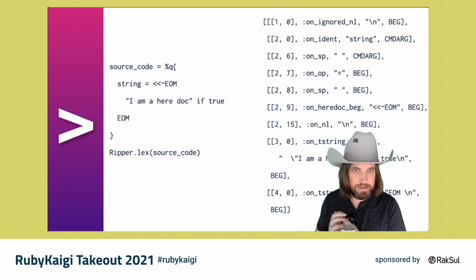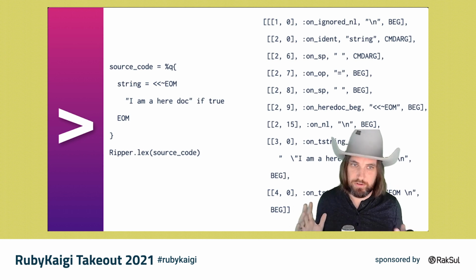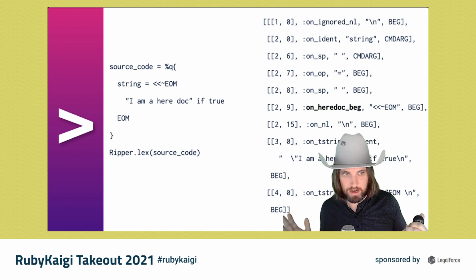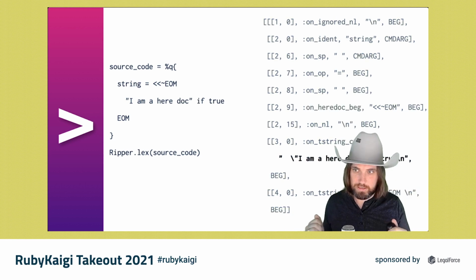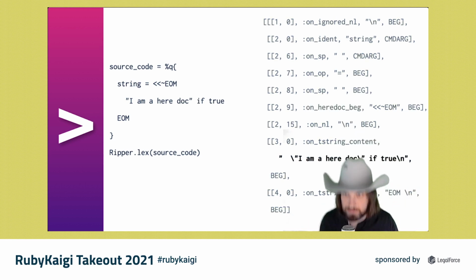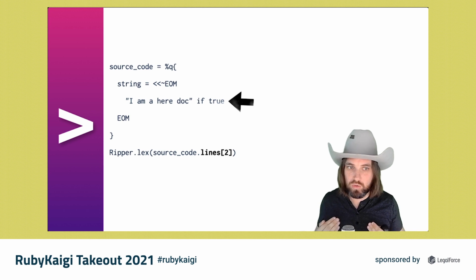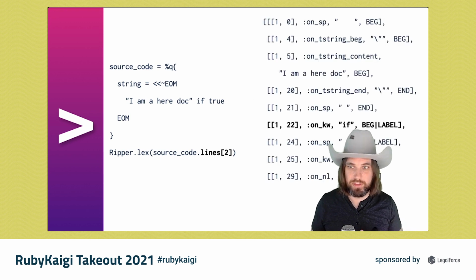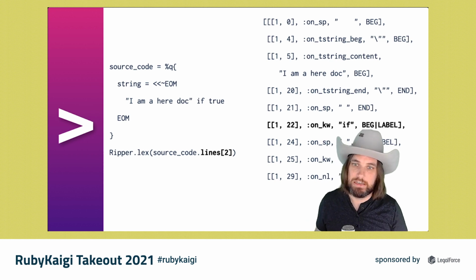So here in this case, we are lexing a here doc correctly. We're lexing the entire thing. We can see the here doc begin. We can see the here doc content. But if we only lex the second line without any extra context, then Ripper thinks that this is source code containing an if statement.